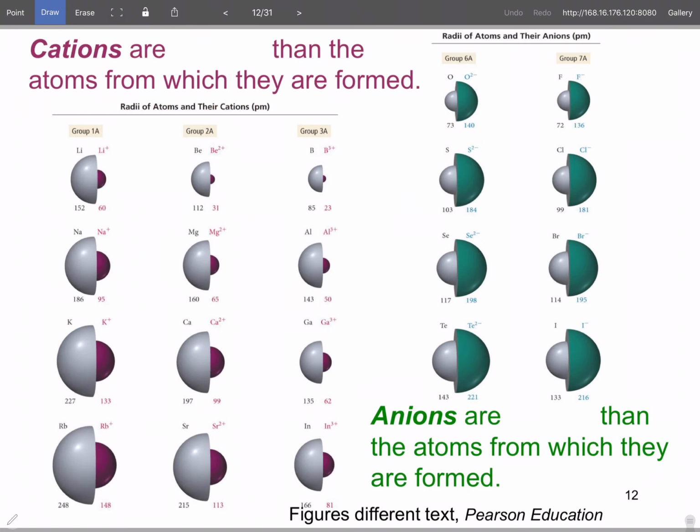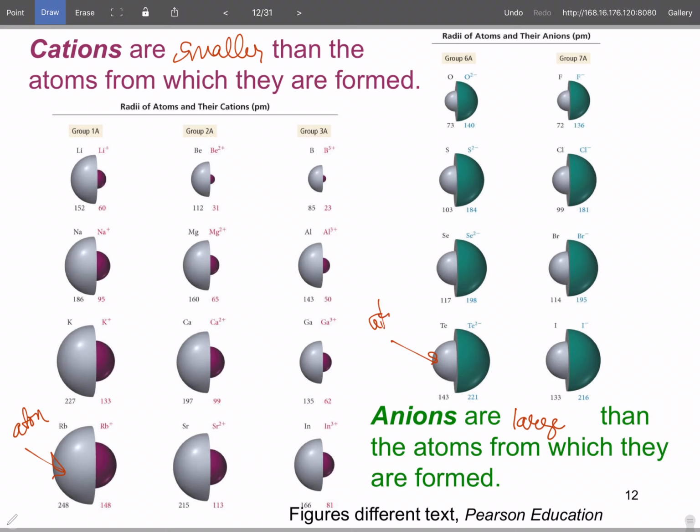This was the previous version of this text, which I thought was really cool, because remember, cations are smaller than the atoms they're formed from, and these are larger than the atoms they're formed from. And so here, the gray is always the atom.